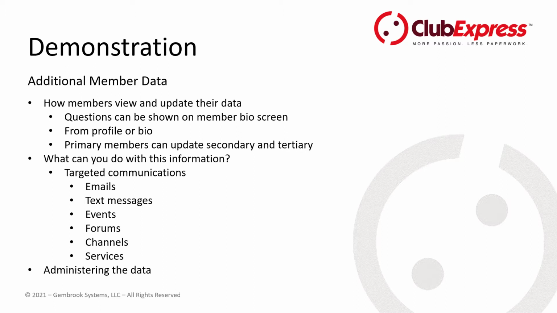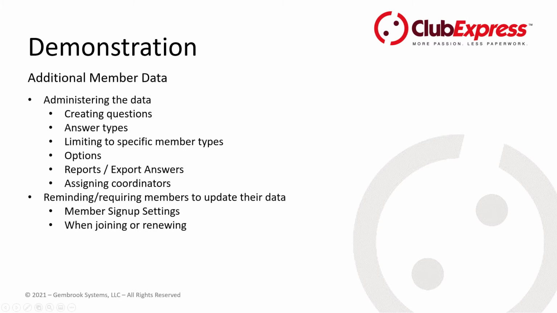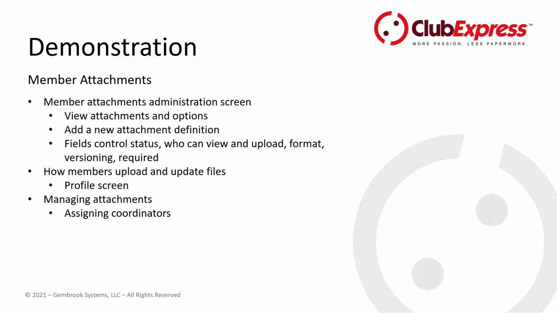And we'll talk about how to administer that data. We'll look at creating questions, answer types, limiting to specific member types. We'll look at some of the options, reports, report answers, how to assign coordinators, and how to use the member sign-up settings to remind or require members to update their data when they're joining or renewing. And then as far as member attachments go, we'll add a new attachment definition, and we'll look at the fields that control who can view and upload and what kind of formats there are. And we'll show how members upload and update their files, and the same thing, assigning coordinators.